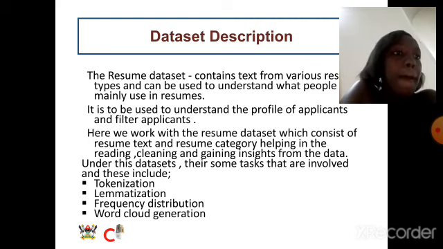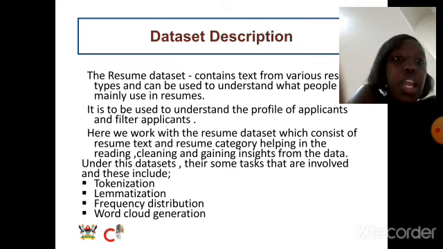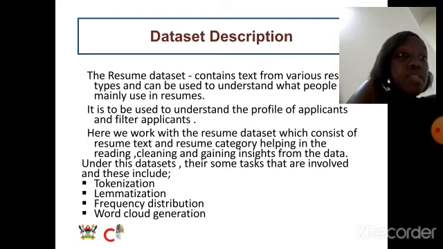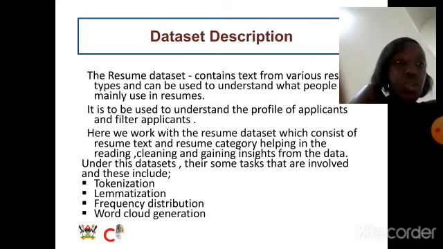But again, I'd like to pass through it briefly. I'm going to be talking about the resume data set, which has some examples and samples of CVs. In our data set, there is tokenization, lemmatization, frequency distribution, and word cloud generation. In this video today, I'm going to go into detail on how the data set is going to be operating and how we are going to program our AI model.